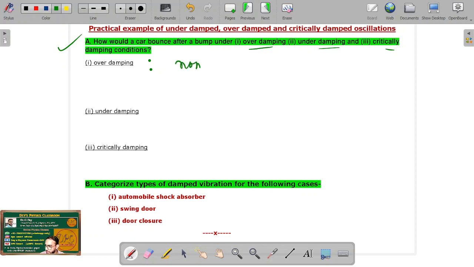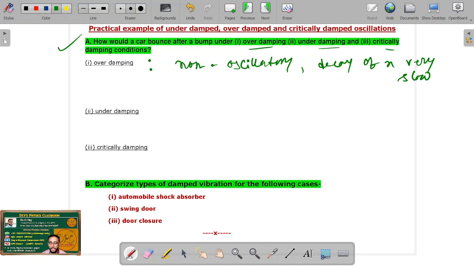the motion is non-oscillatory and the displacement decay rate is very slow. So the particle or the object or the car will return to its original position of equilibrium or position of rest in a non-oscillatory manner, and also it will take longer time.